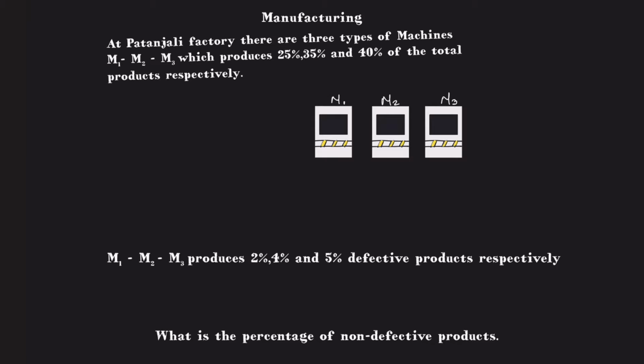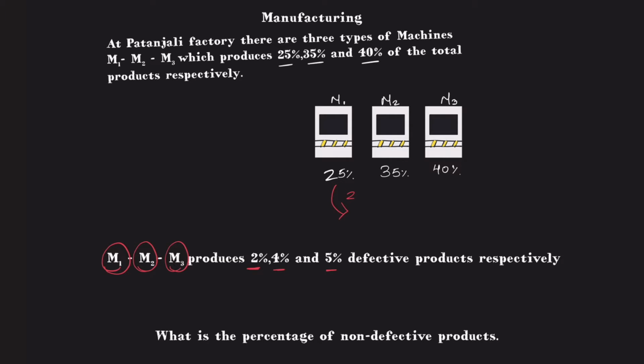So if I say considering all the products it's 100%, there are only three machines in Patanjali. One produces 25% of the total, second produces 35% of the total and the third produces 40% of the total. Add 40 plus 35 plus 25, 100. Each of these machines produces what?